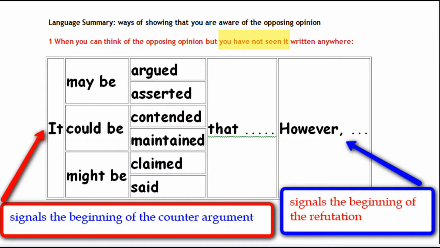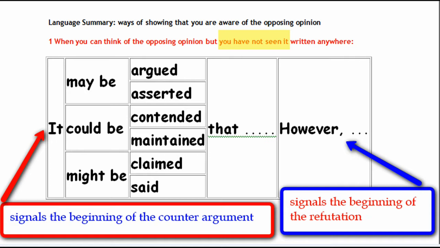Hello everyone. Now that we've started work on argumentative essays, we should learn which transition signals tell the reader of our essays that we are aware of the opposing opinions or counter-arguments. Well, there are two situations in which we'd like to use transition signals to let the reader know that we are aware of the counter-arguments.